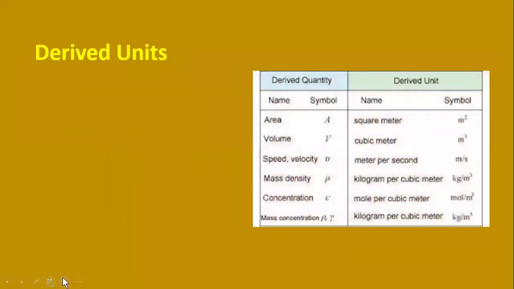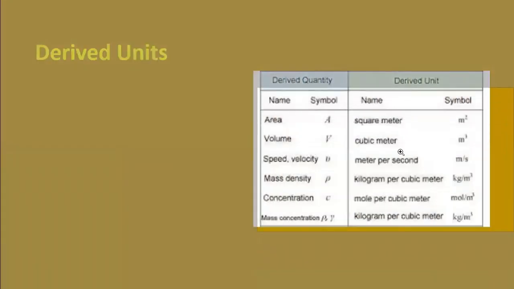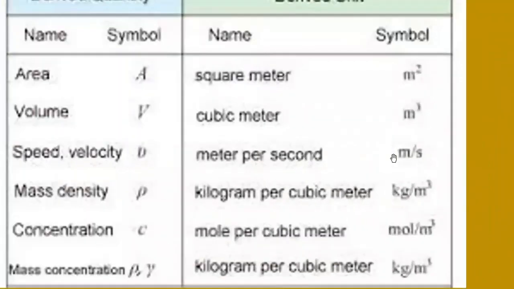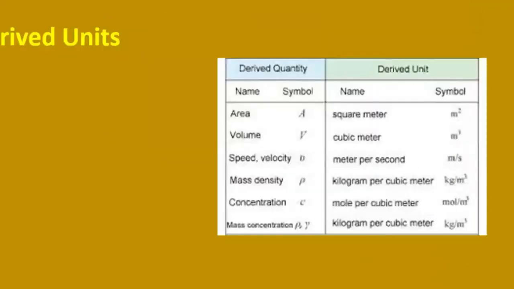So let us next go to derived units. So look at these derived units. There are a few derived units given in this table column. Let me read. Area, its unit is meter square. Volume, meter cube. Speed, meter per second. Mass density, it is kilogram per meter cube, and concentration, it is mole per meter cube. Mass concentration, that is kilogram per meter cube. So these are all derived quantities.